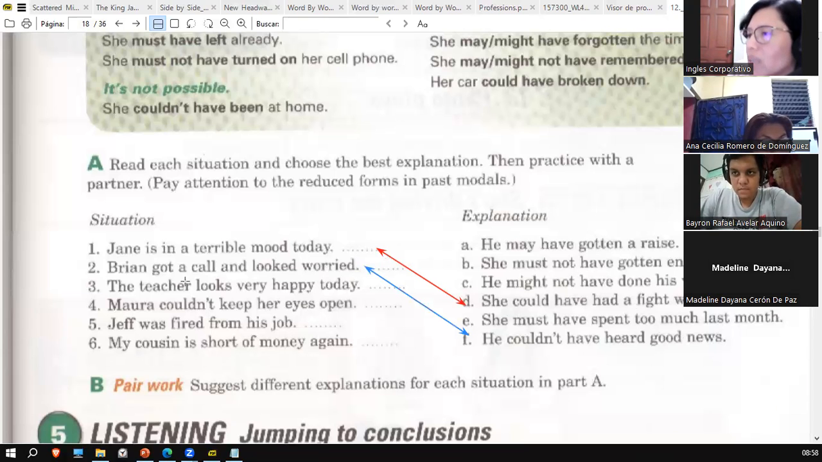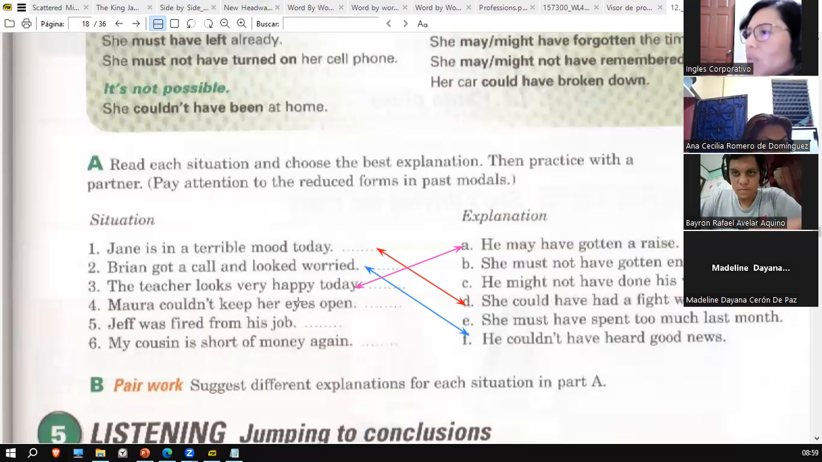What about this one, guys? The teacher looks very happy today. A, he may have gotten a raise. Okay, well, yeah, probably, right? This teacher got a raise. Good. Generally, it doesn't happen, but it could be.